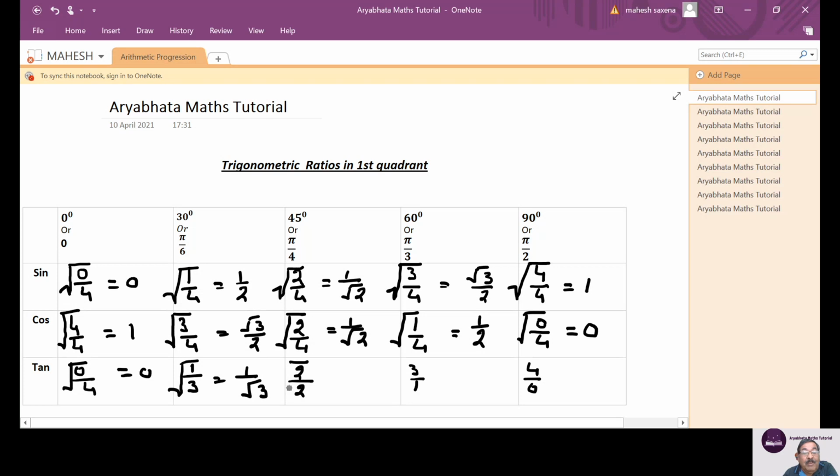Under root of 2 by 2 is 1. Therefore, tan 45 is 1. Under root of 3 by 1 is equal to root 3. Therefore, tan 60 is root 3. Under root of 4 upon 0 is infinite. Therefore, the value of tan 90 is infinite.